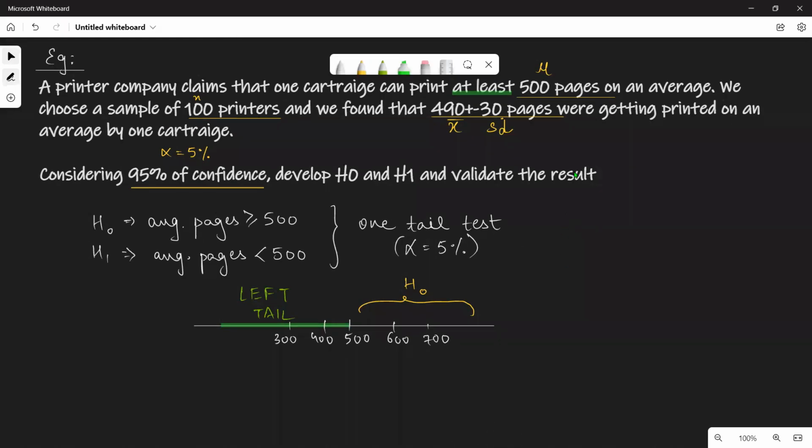Now, after doing all these things, let's get into the Z test. What are the values given to us in the question? Mu is 500. X bar is 490. Standard deviation is 30. Sample size is 100. And alpha is 5%. You can keep it in percentage or divide it by 100 and say alpha is 0.05. We are not dividing alpha by 2 because it is a one-tailed test.